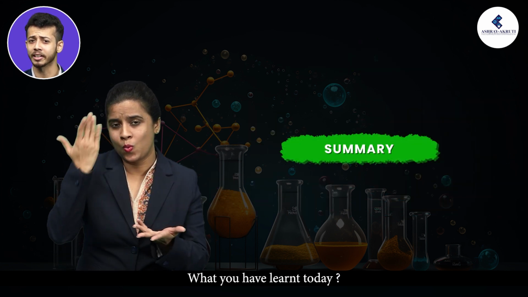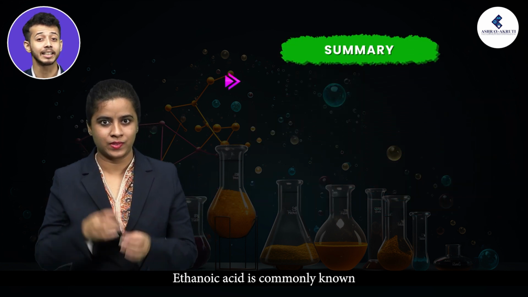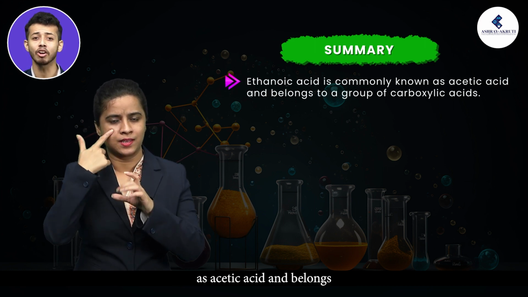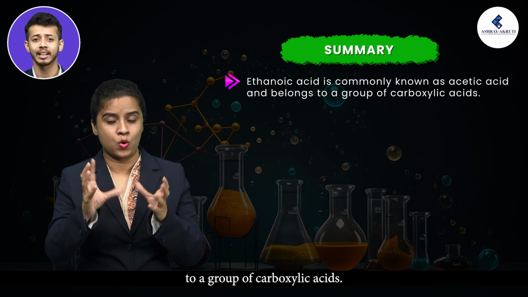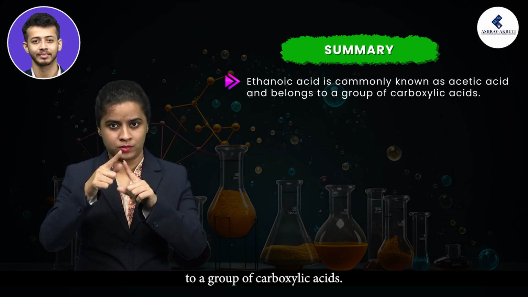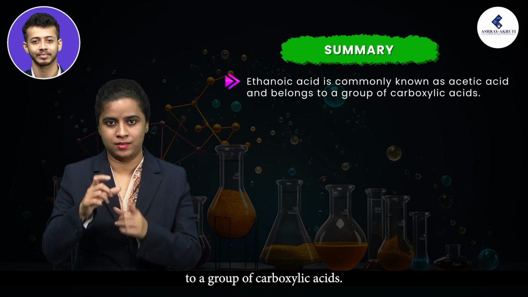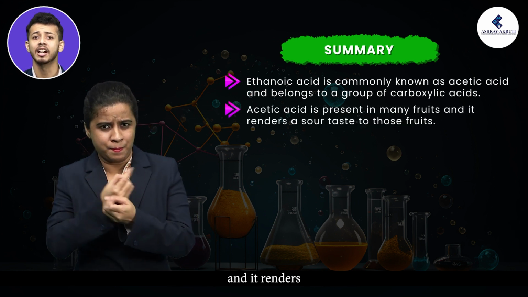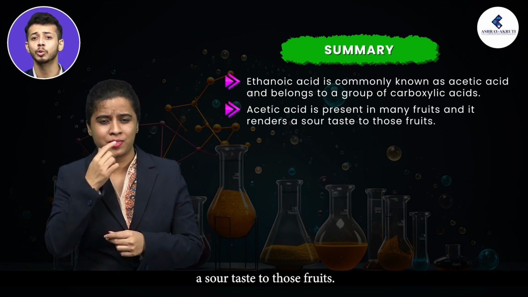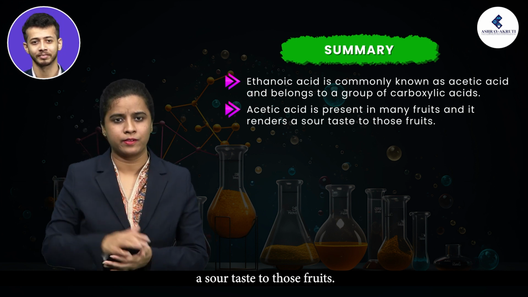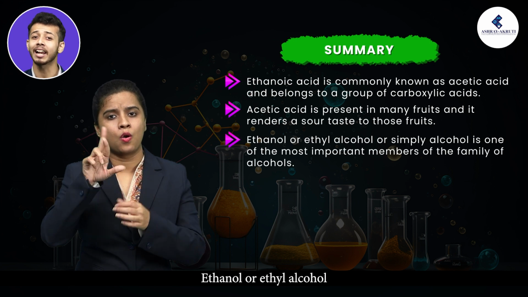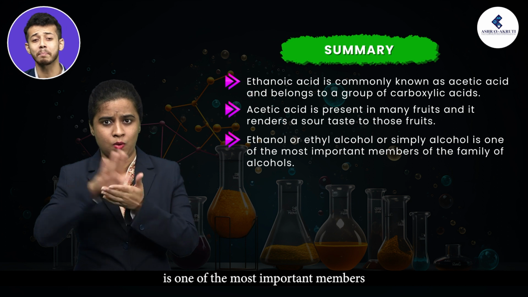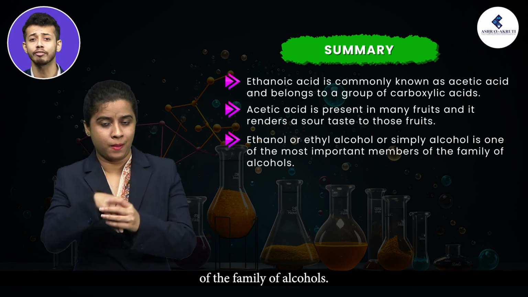What have you learned today? Ethanoic acid is commonly known as acetic acid and belongs to a group of carboxylic acids. Acetic acid is present in many fruits and it renders a sour taste to those fruits. Ethanol or ethyl alcohol or simply alcohol is one of the most important members of the family of alcohols.